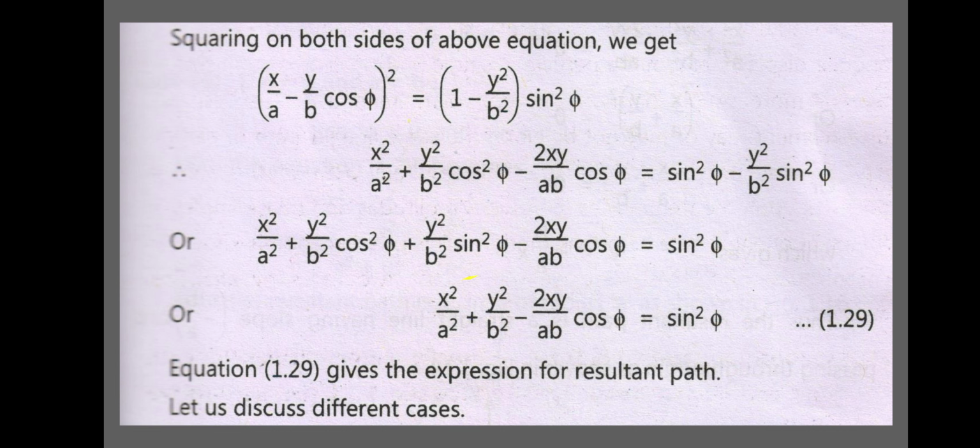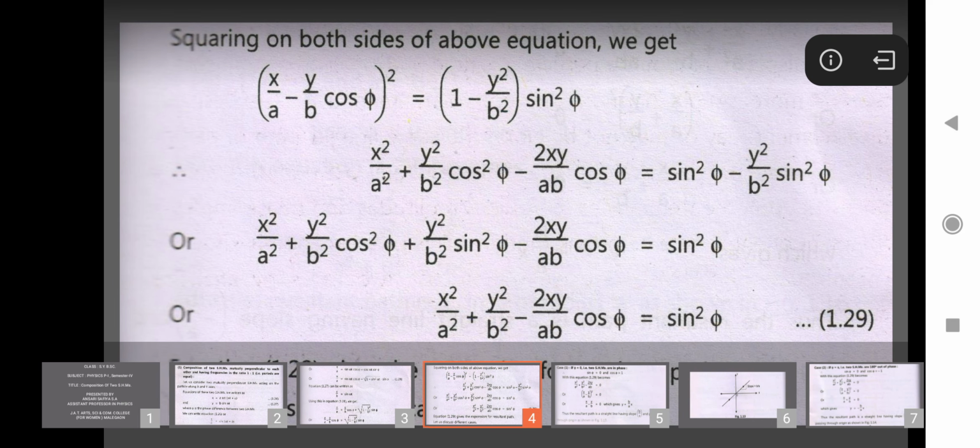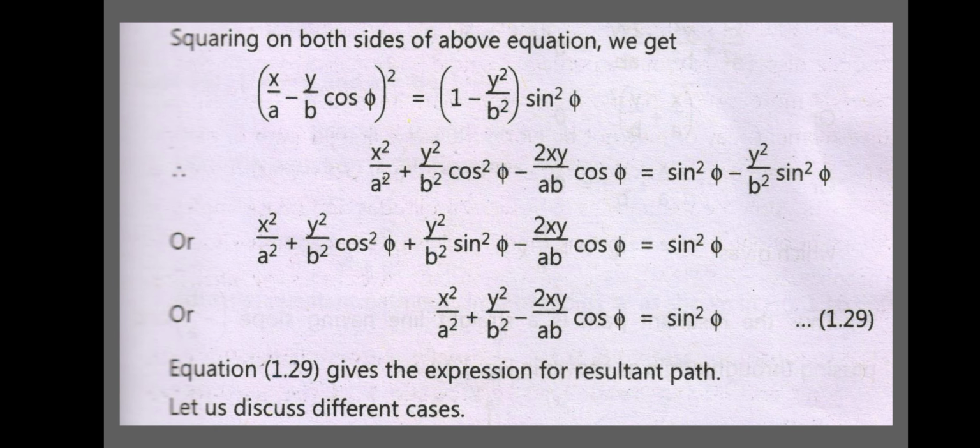Here y²/b² is a common term in both terms, therefore it is equal to (y²/b²)(cos²φ + sin²φ), and that is equal to y²/b². Therefore x²/a² + y²/b² − (2xy/ab) cos φ = sin²φ. Now this equation gives the expression for the resultant path. From this equation, different cases arise.